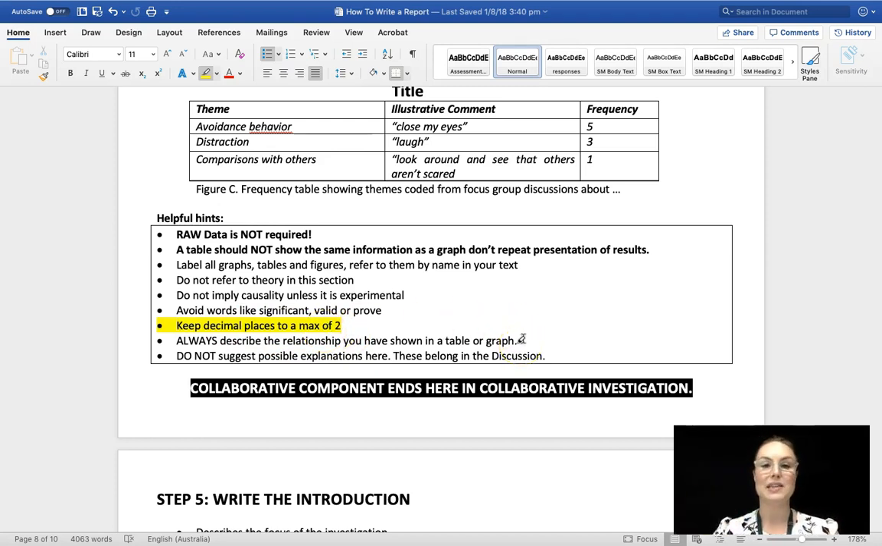You don't need to then explain or try and unpack what is in your graph or table. You really shouldn't be interpreting that at all. That should be in your discussion. So keep your results section really concise, really clear, and really to the point.